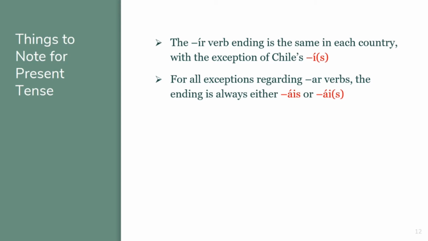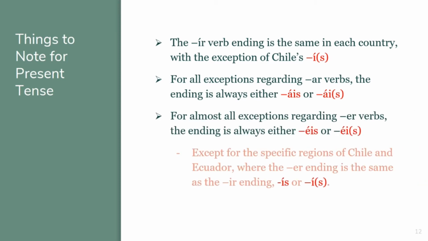Llamás, aprendés, abrís. Now, for almost all exceptions regarding the ER verb endings, the ending is always either é-i-s or éi, no s. So, éis or éi. The exception to this rule of all the exceptions is that for specific regions of Chile and Ecuador, where the ER ending is the same as the IR ending.